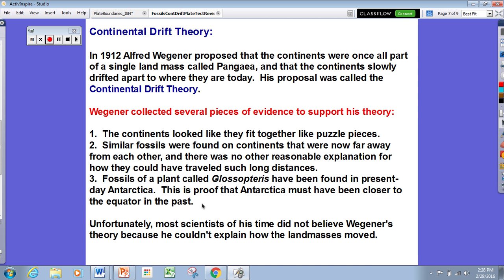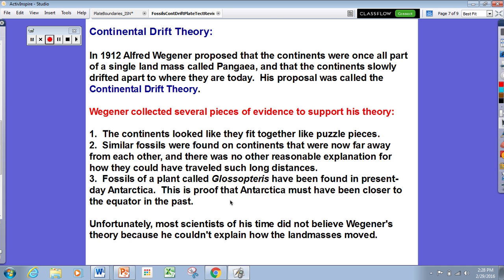He noticed that the continents looked like they fit together like puzzle pieces. He also realized that similar fossils were found on continents that were now very far away from each other, and there really was no other reasonable explanation for how they could have traveled such long distances. Like the Mesosaurus, it was a freshwater reptile. It was not reasonable to think that a freshwater reptile would swim all the way across the ocean, which is seawater. Besides, it was a small animal, and that was a really long distance for it to have traveled. So he believed that the continents that contained the Mesosaurus fossils had once been next to each other.